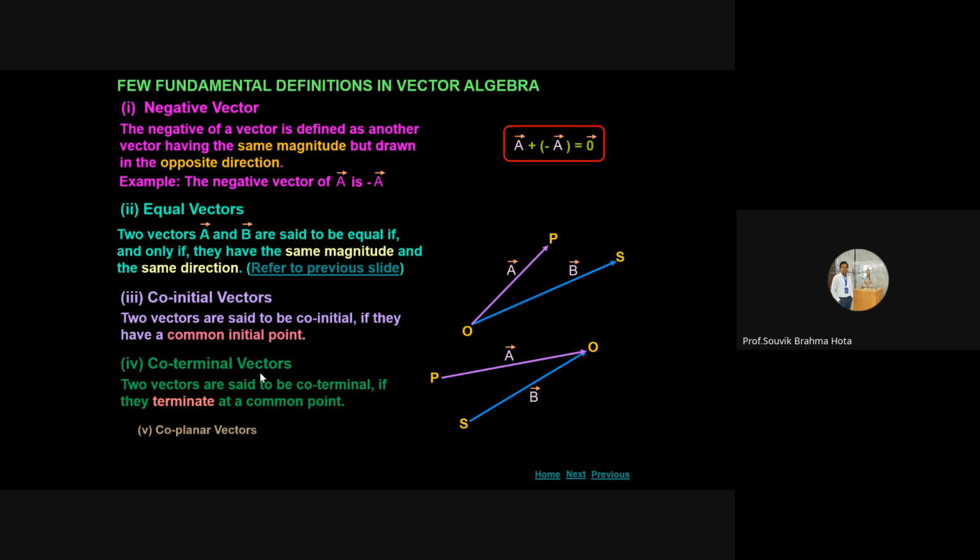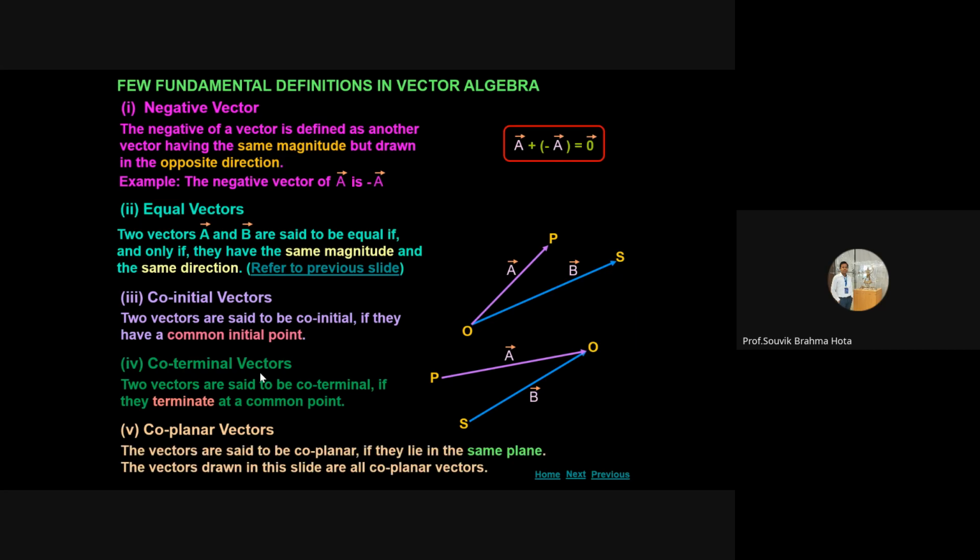That is the concept. Coplanar, I said earlier, if the vectors are lying in one plane. Suppose the screen of this class, you can see whatever is there. All these vectors whatever I am drawing over the screen are actually coplanar in nature because they are on the screen. So if I consider this screen to be the xy plane, they are on it. So they are all coplanar vectors. The vectors are said to be coplanar if they lie in the same plane. The vectors drawn on this side are all coplanar in nature.